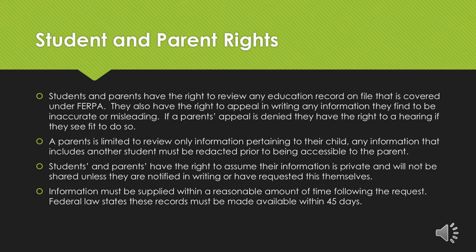Students and parents have the right to review any education record on file that is covered under FERPA. They also have the right to appeal in writing any information they find to be inaccurate or misleading. If a parent's appeal is denied, they have the right to a hearing if they see fit to do so. Parents are limited to review only information pertaining to their child. Any information that includes another student must be redacted prior to being accessible to the parent.